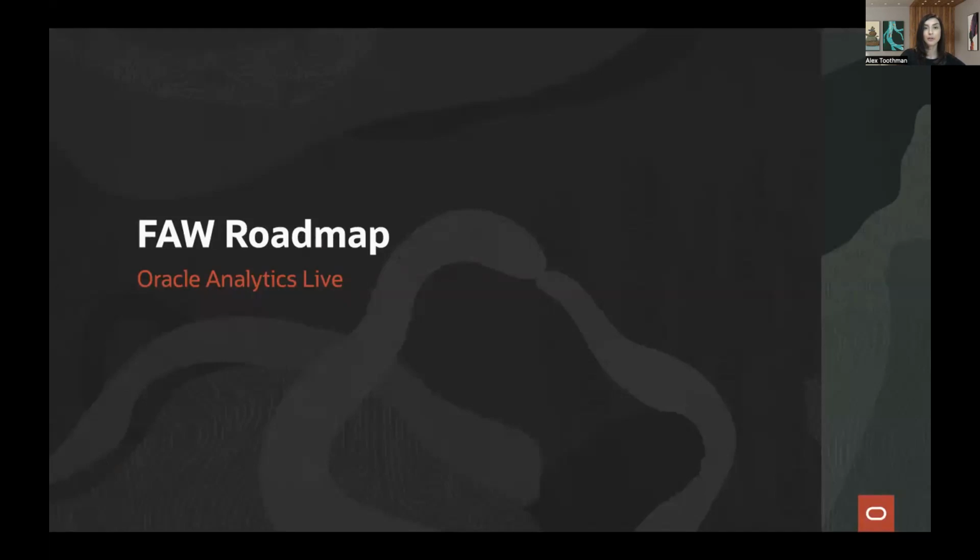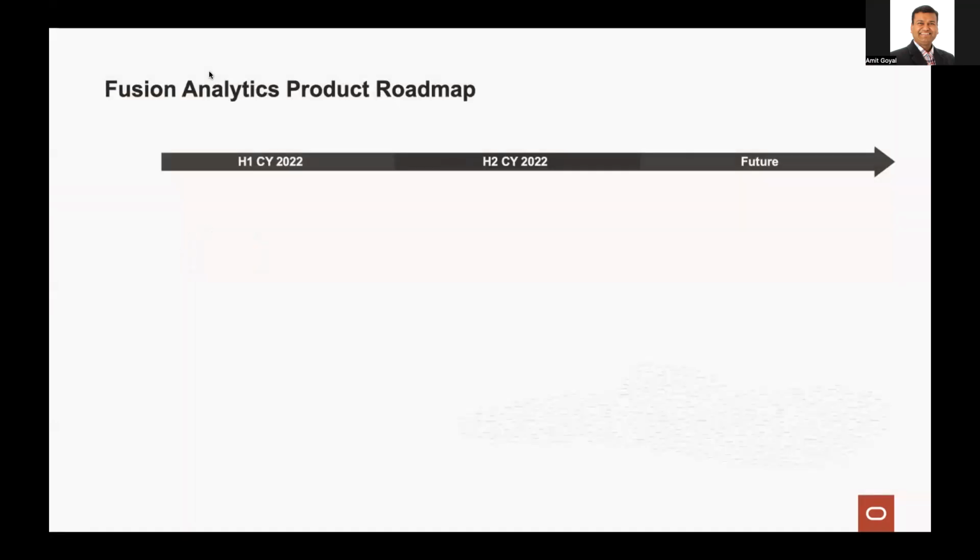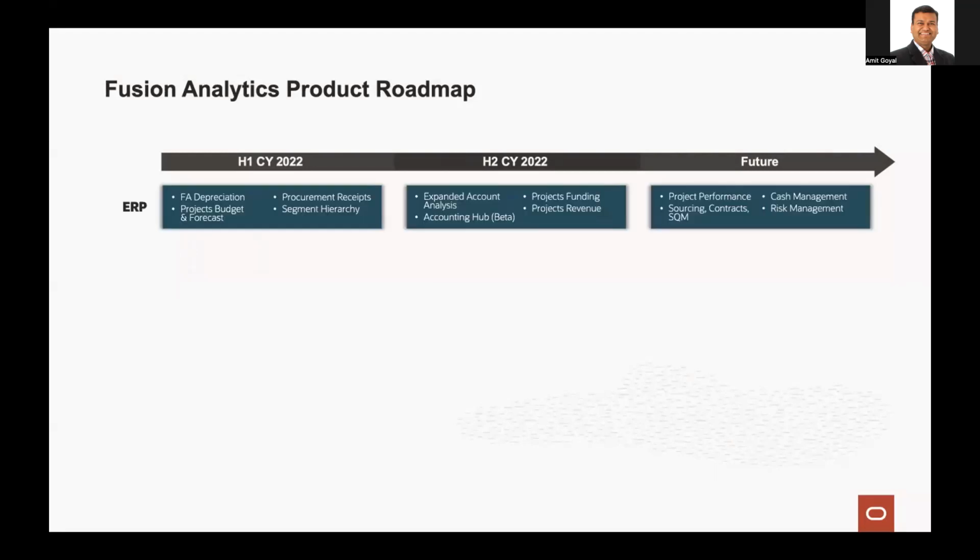All right, let's move over to the FAW roadmap with Amit. Thank you, Alex. My name is Amit Goyal. I'm in the FAW product management team. I'll walk you through the roadmap. Next slide. So, Fusion Analytics, we do quarterly releases. So we do major releases every quarter, so you end up getting 4 of them each calendar year.